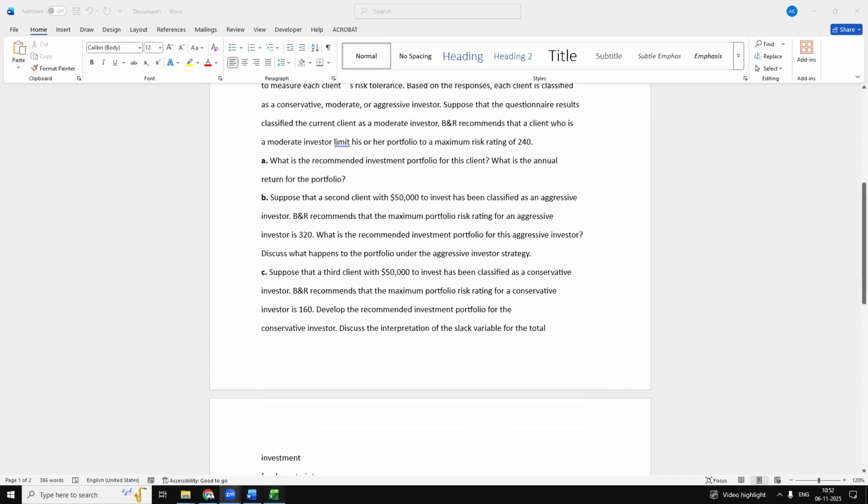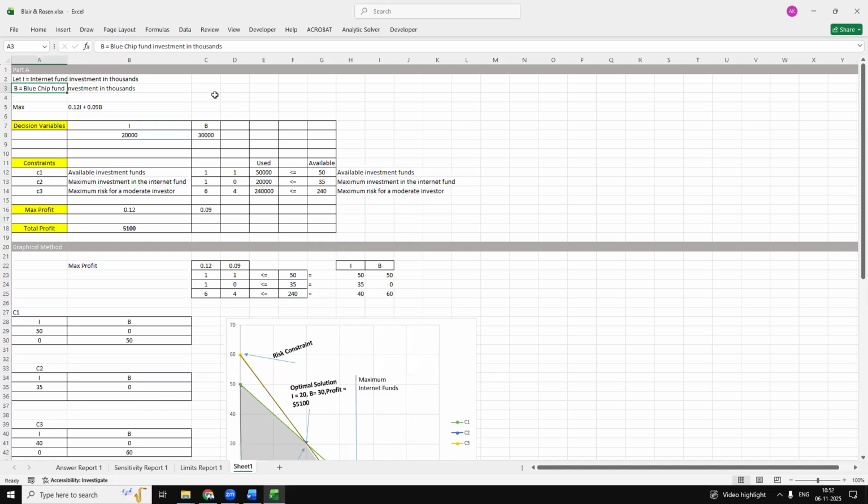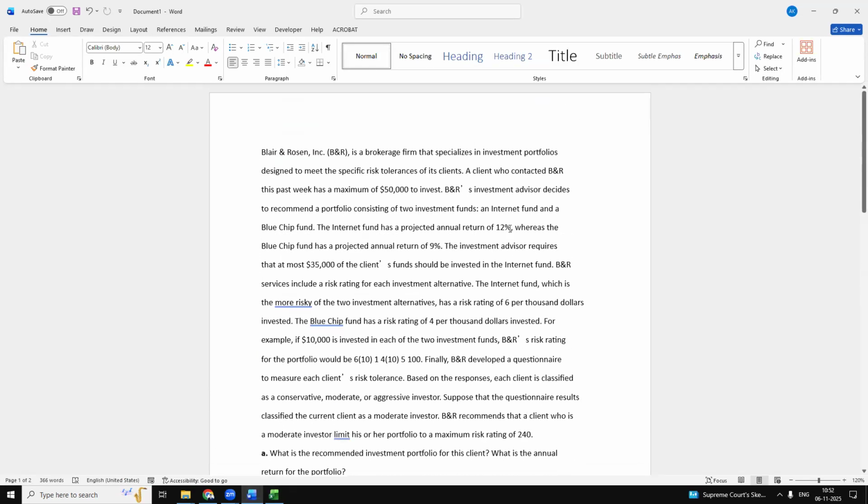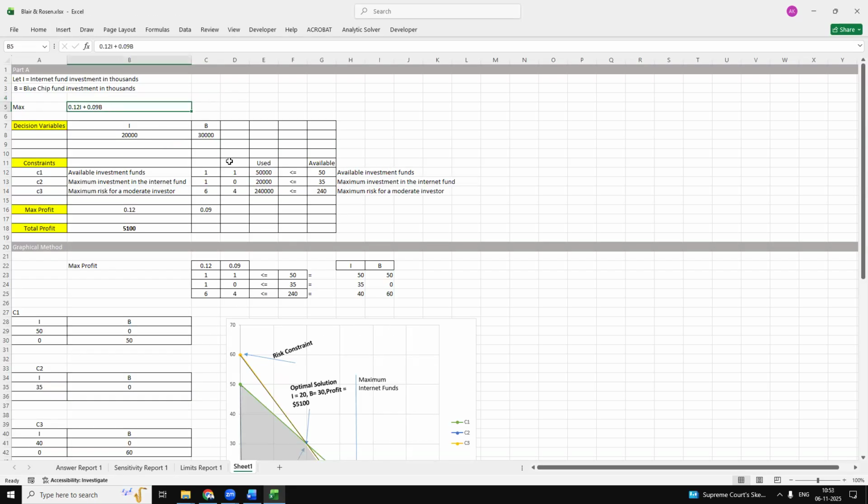So here is our Excel file. I've used an Excel formulation using two variables, which are I and B. I is the internet fund investment in thousands and B is the blue chip fund investment in thousands. Then finally, our goal is to maximize the profit. So this 0.2 I and 0.09 B we have gathered from the question itself. And this one is our percentage and this one is our percentage. If you divide both of them by 100, you will get 0.12 and 0.09.